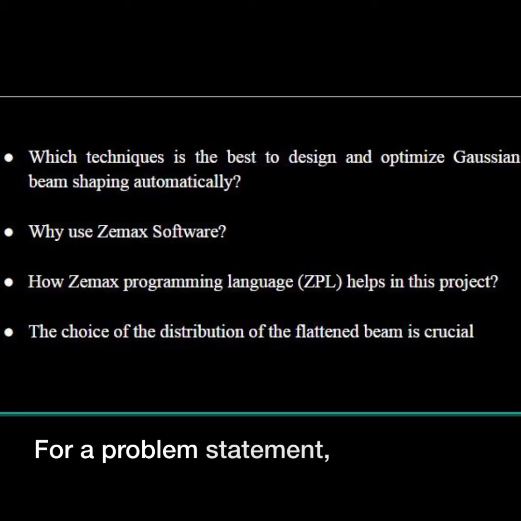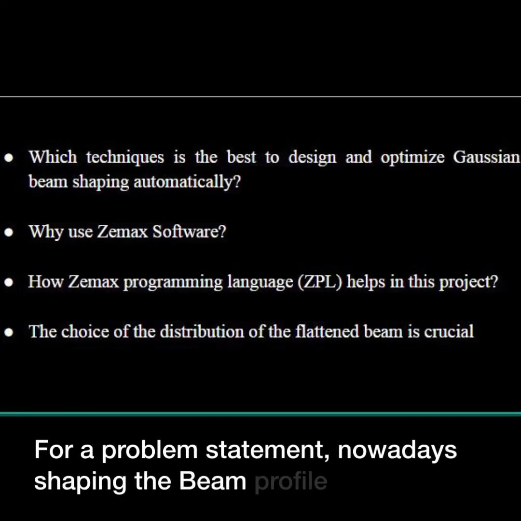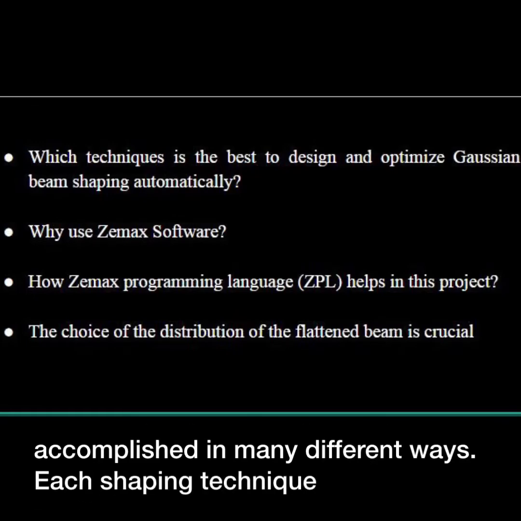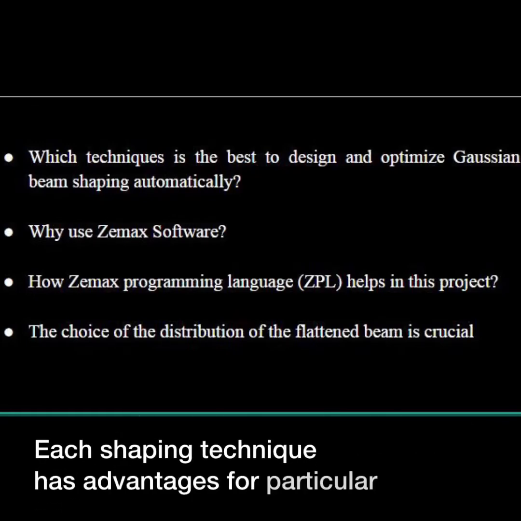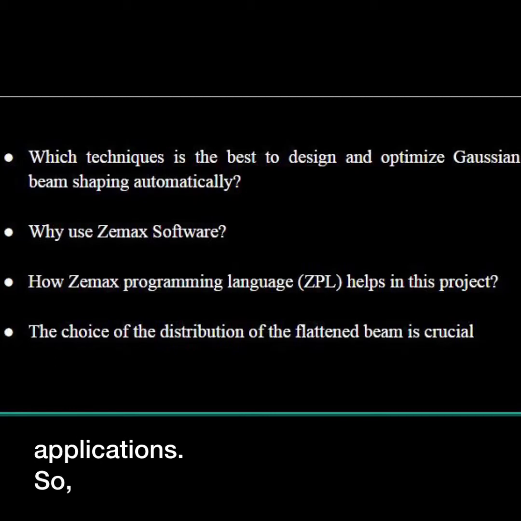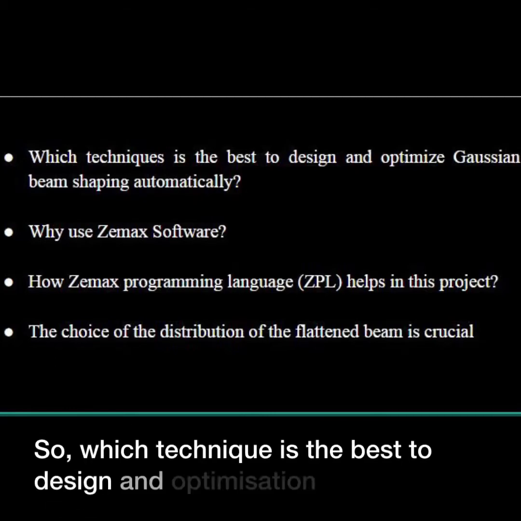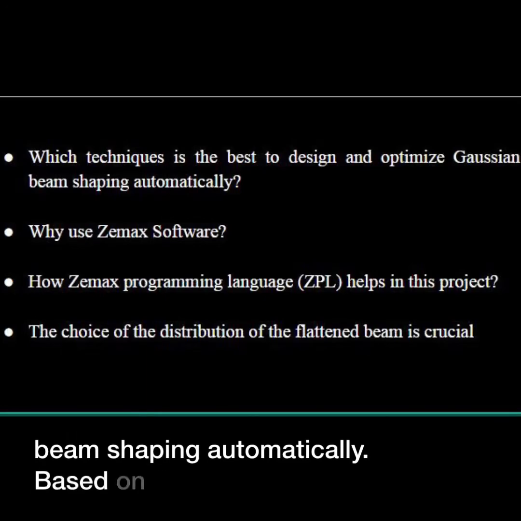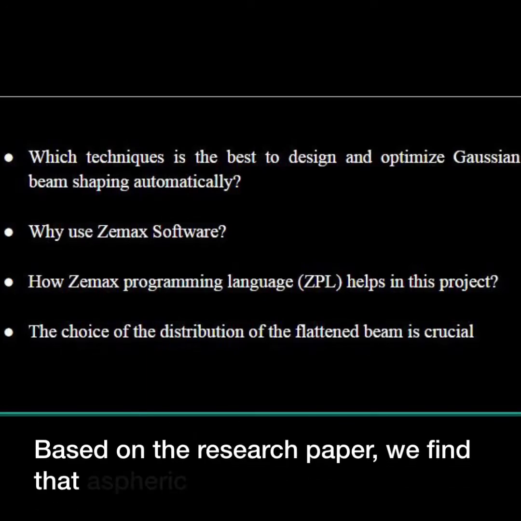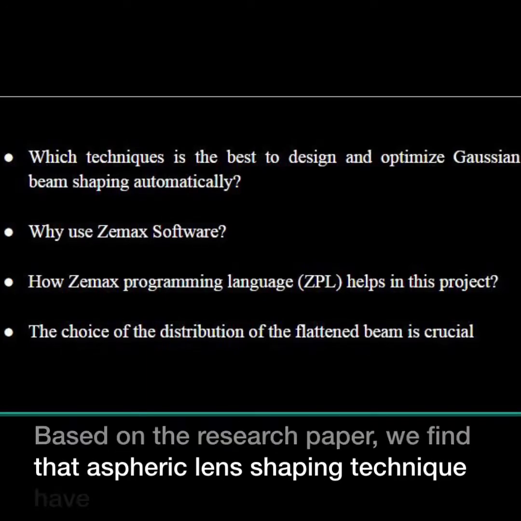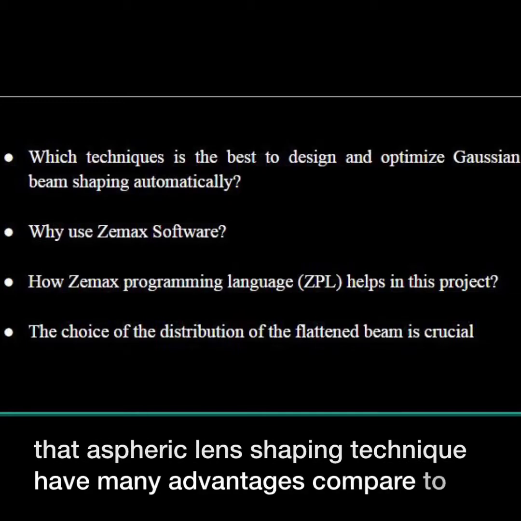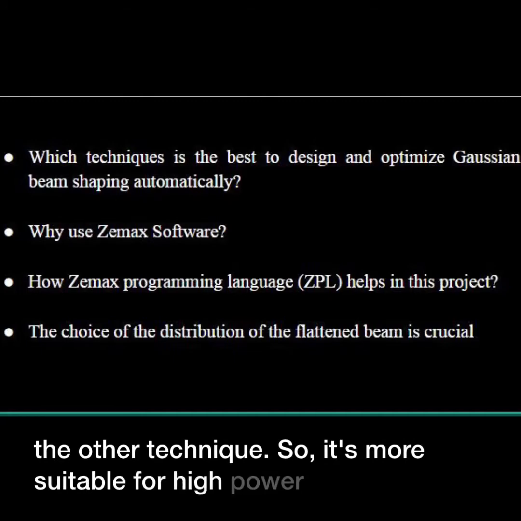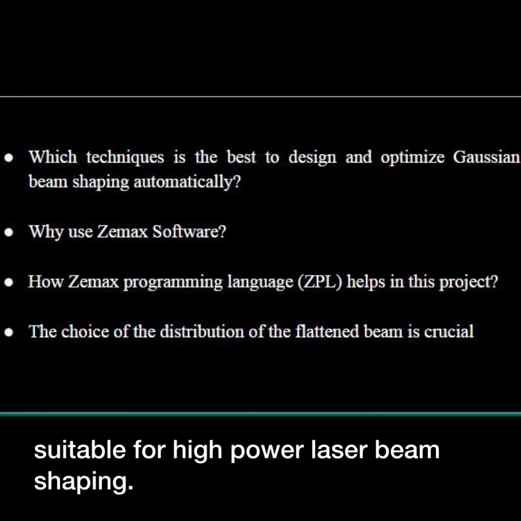For the problem statement, nowadays shaping the beam profile can be accomplished in many different ways. Each shaping technique has advantages for particular applications. So, which technique is the best to design the optimized Gaussian beam shaping automatically? Based on the research paper, we find that aspheric lens shaping techniques have many advantages compared to the other techniques. So, it's more suitable for high power laser beam shaping.